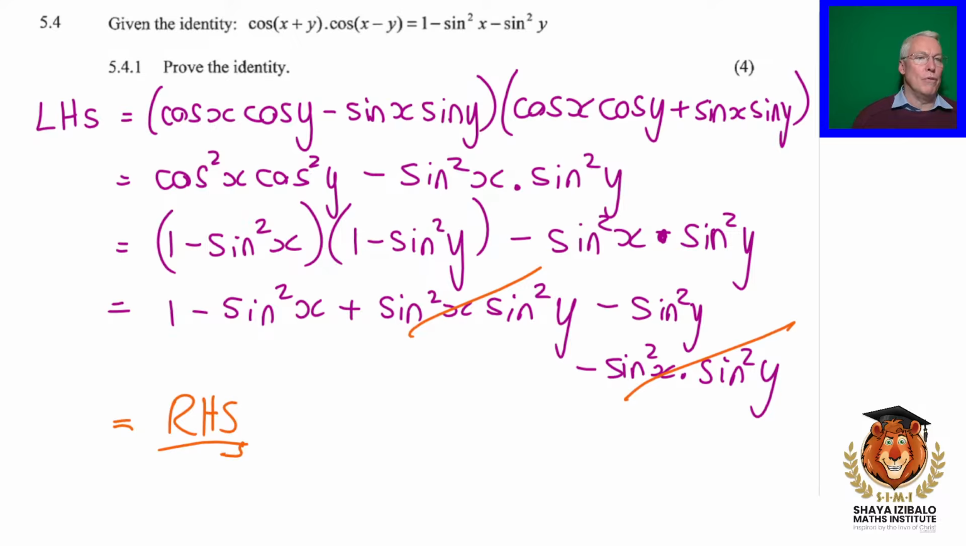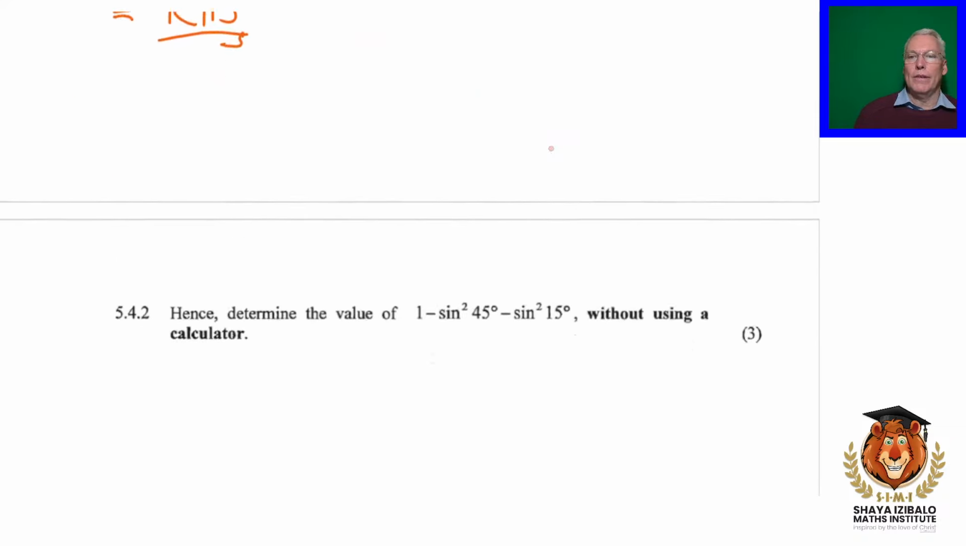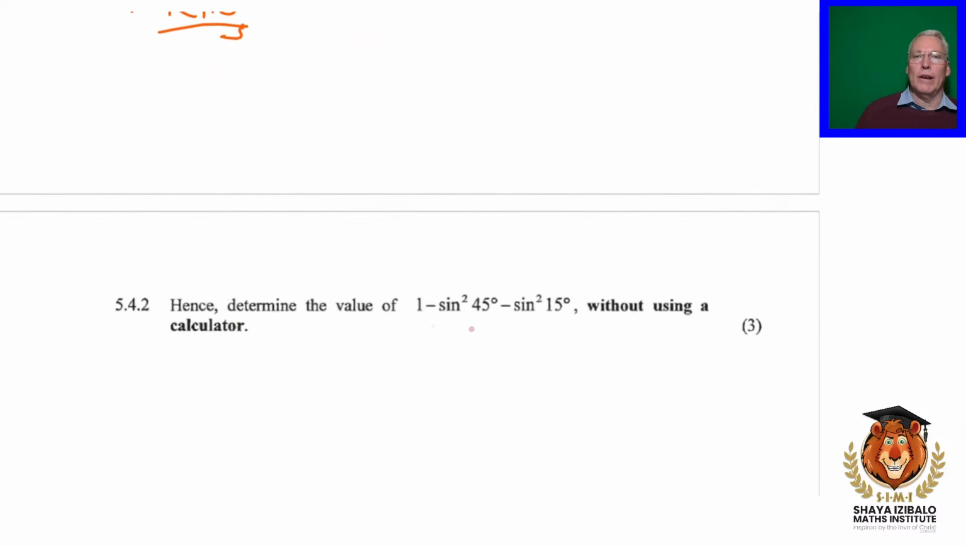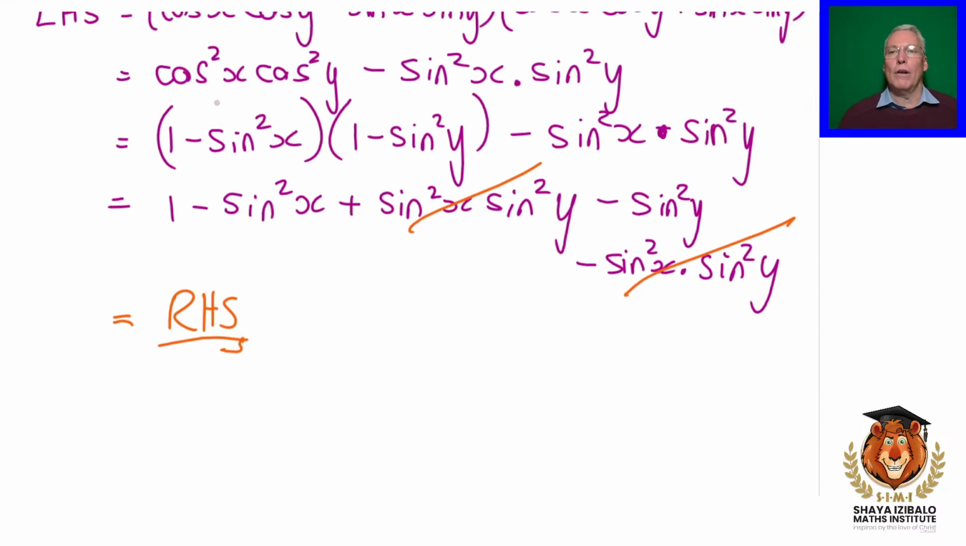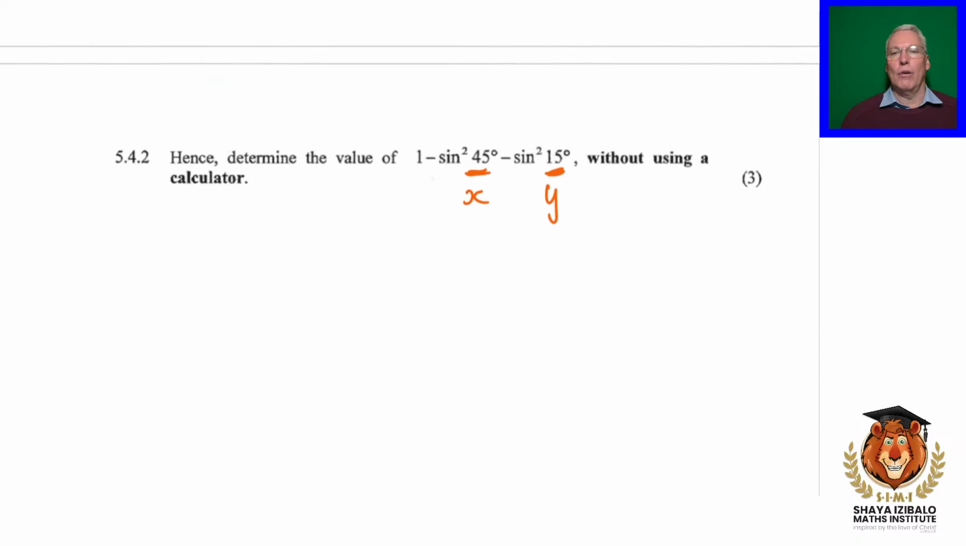Okay, so we've proved it. The next question says, hence determine the calculation of 1 minus sine squared 45 minus sine squared 15 without using a calculator. Now if we go back and have a look, that's basically exactly the right hand side of this thing, with 45 being our x and 15 being our y. So in fact what we've got is the original thing, which is cos of x plus y times cos of x minus y.